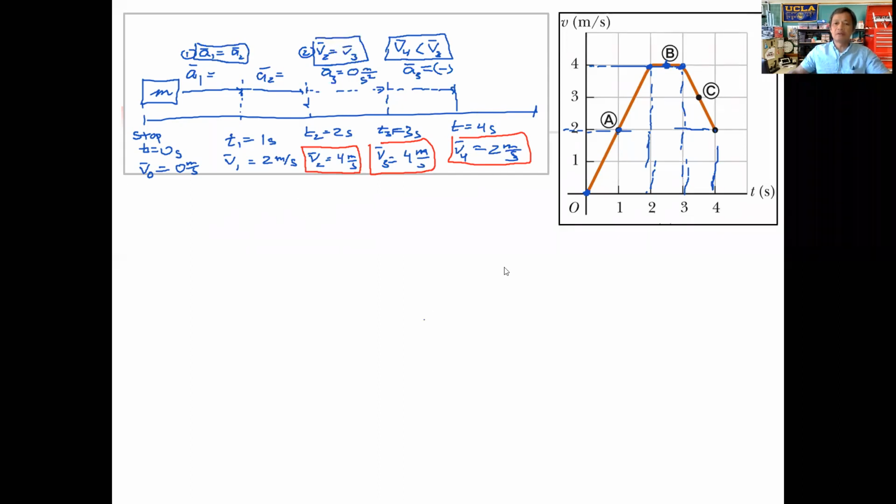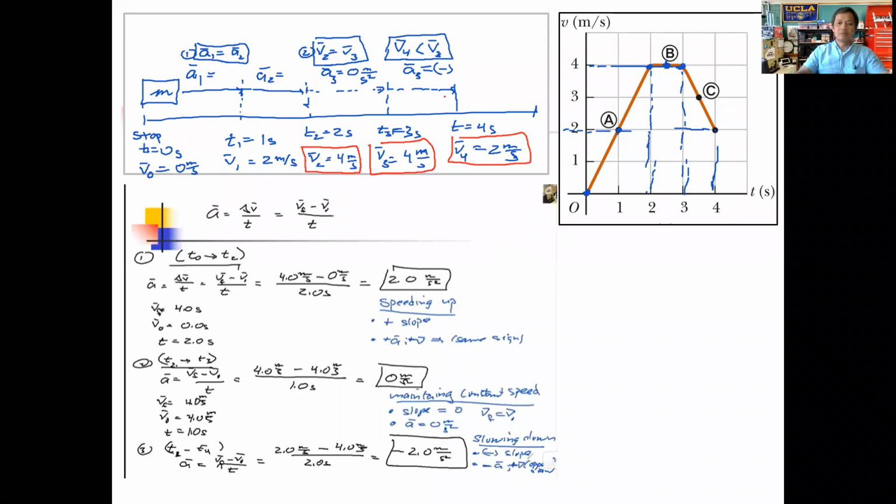Okay, so let's take a look at this. Our calculation yesterday showed us all of that, and we analyzed the calculation here. For the first 2 seconds, we calculated the acceleration all the way here, and we have a positive acceleration with a positive velocity and positive slope. It means that the object is speeding up.